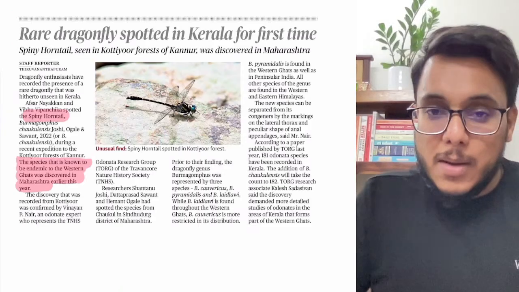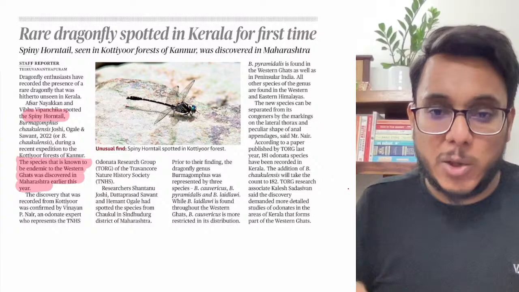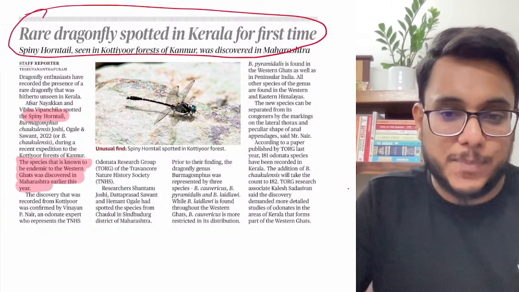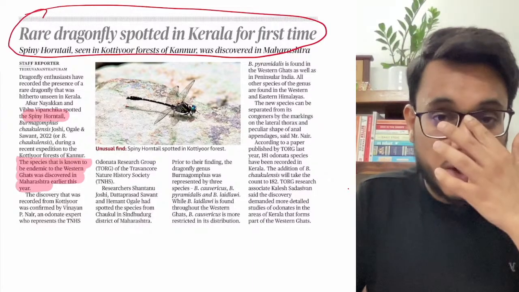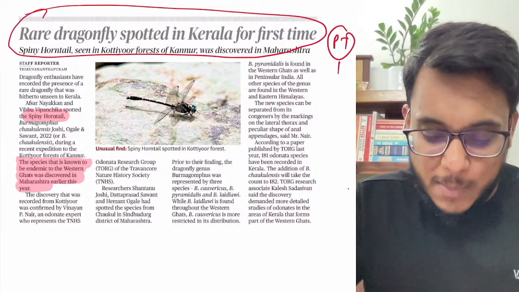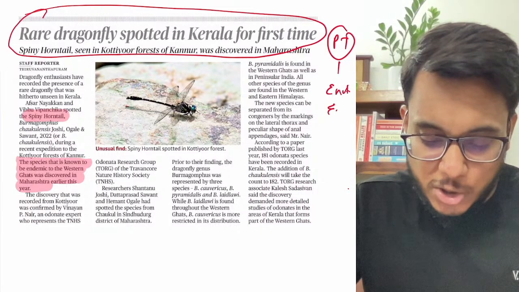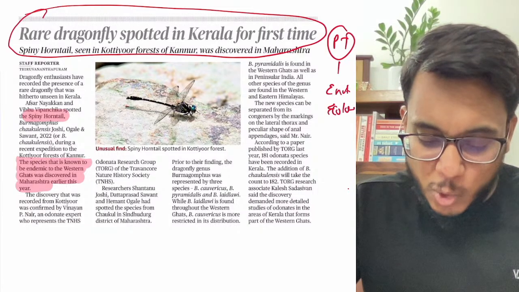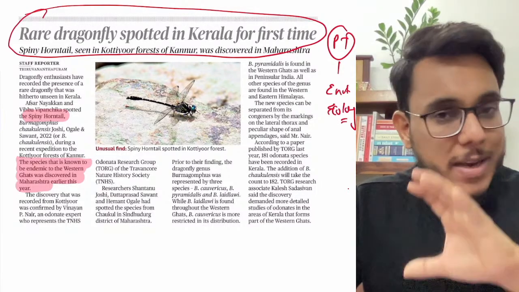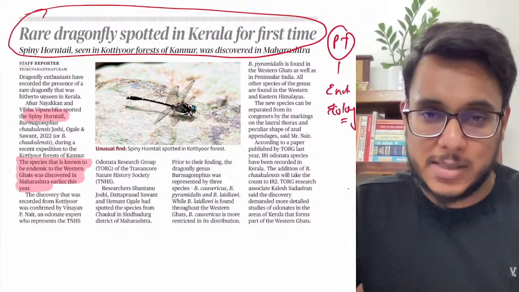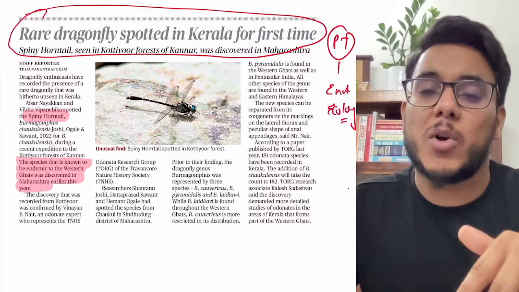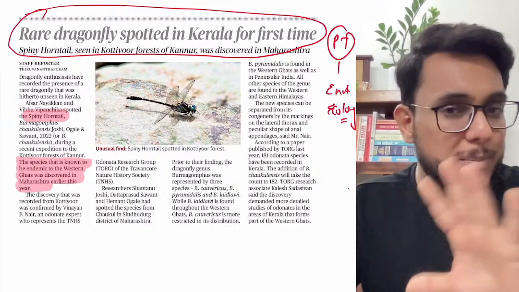Now moving to one more article from The Hindu newspaper. It reads, rare dragonfly spotted in Kerala for the first time. So guys, sometimes such things have been asked in the prelims examination, environment and ecology. But you don't need to go too much into the biological details, their anatomy, their scientific name, they are not asked. They just ask, for example, this butterfly was recently in the news, where was it spotted. Very broad questions come.